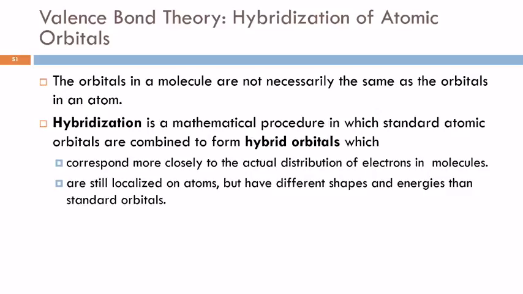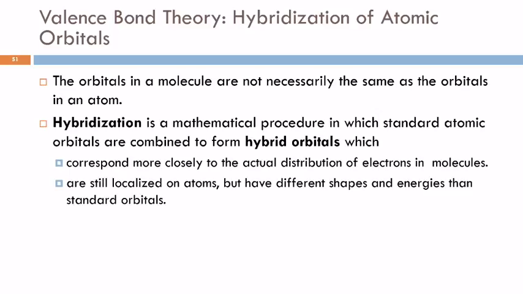So up to this point, we're assuming that the orbitals in the molecule are the same as the orbitals in the atoms that made up the molecule. But that's not necessarily true. When those atoms come together and interact to become a molecule, their orbitals can be affected by that. They can hybridize. So hybridization is a mathematical procedure in which we take the standard atomic orbitals and we combine them to form hybrid orbitals.